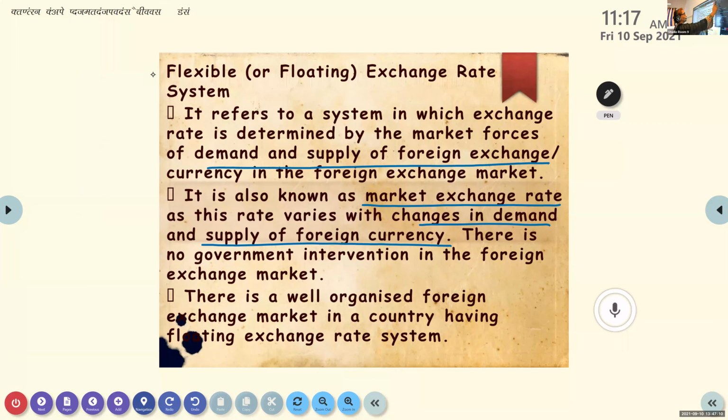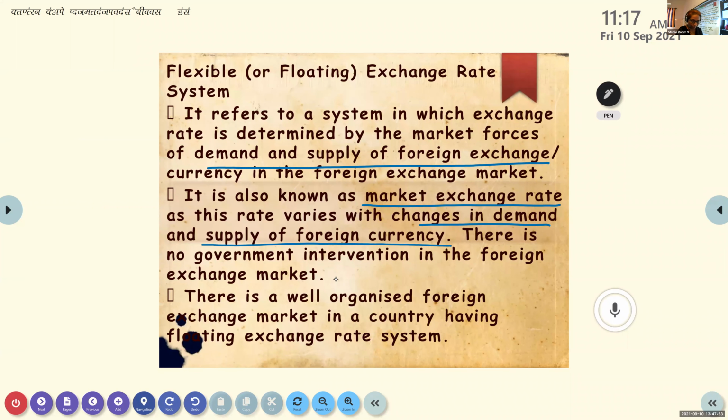Okay, now there is a well-organized foreign exchange market in our country. Any country you can see, we have a well-organized foreign exchange market with a floating exchange rate system. Almost all the countries follow the floating exchange rate system, because otherwise the government should have a lot of foreign exchange reserves with them to use. Usually a majority of the countries follow the floating system, or we say the flexible exchange rate system.